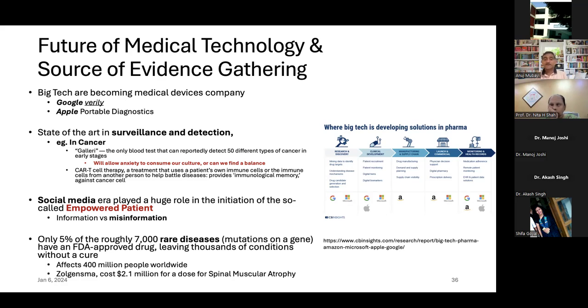Recently in 2022, there's a drug that came for spinal muscular atrophy, and the drug is called Zolgensma. The drug costs $2.1 million. $2.1 million for one treatment. But this can literally cure this disease.